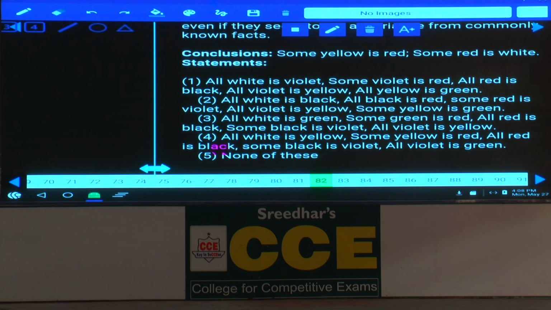Then what is the next one here? Hence we got this some red is white. For the next one, some yellow is red. Now we need to identify between yellow and red. If you observe here, some red is violet is here, all violet is yellow. If you combine these two, this is cross and cross, and this is tick and cross, middle term violet distributed, isn't it? Hence the conclusion some yellow is red is definitely true. So what is your answer here? Only 2 follows, isn't it?